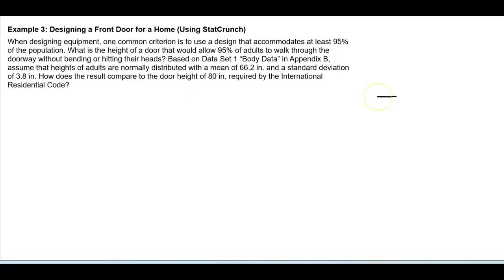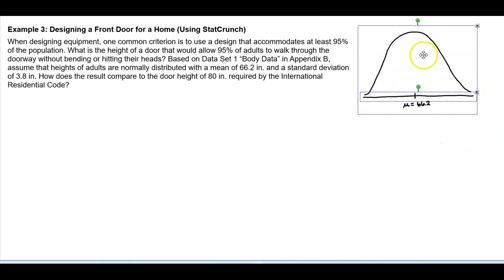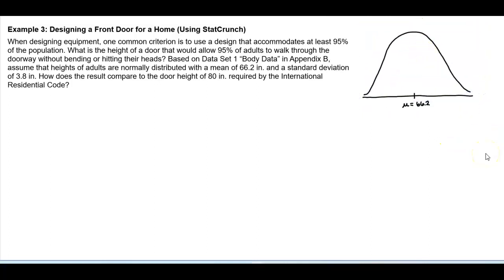So the first thing we're going to do is we want to draw our bell curve. So let's draw our bell curve. Okay, and then we're going to locate and label where the mean is. So we know that the mean is going to equal 66.2. Okay, and we also know that the value of x over here on this scale represents inches, which is the height.